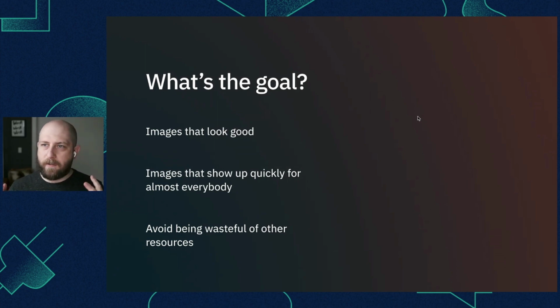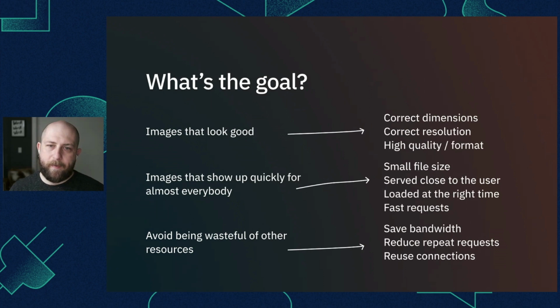We want our images to obviously appear not muddy, not low res, not pixelated. They should look great. We want them fast. We don't want people waiting around for images to load. And we want to not be wasteful of other resources. So we don't want to do things that slow down the page or delay other assets. We don't want to waste somebody's bandwidth, especially if they're on a pay-as-you-go bandwidth plan. Some basic stuff, but how do we actually achieve these three points?